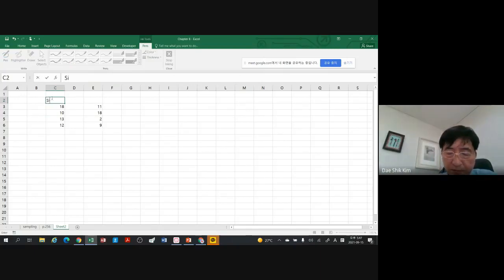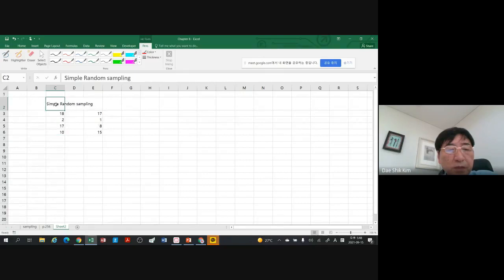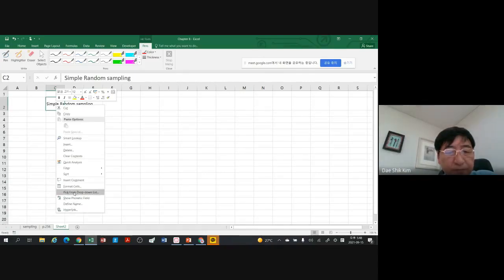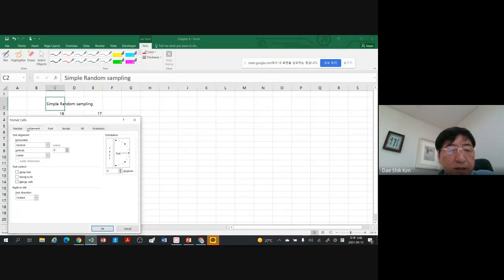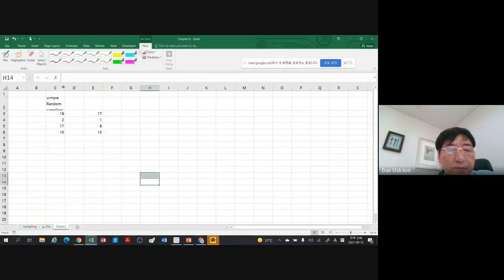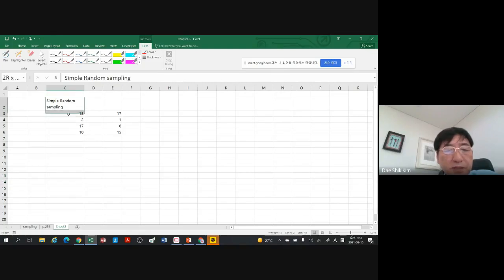You can use this one. This is simple random sampling. This is format cells, alignment, wrap text. With simple random sampling, you can choose these 4. Another one is next.